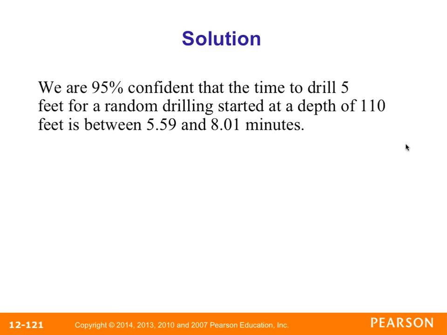So if we want to interpret that, we just say that we are 95% confident that the time to drill 5 feet for a random drilling starting at a depth of 110 feet is somewhere between 5.59 and 8.01 minutes.